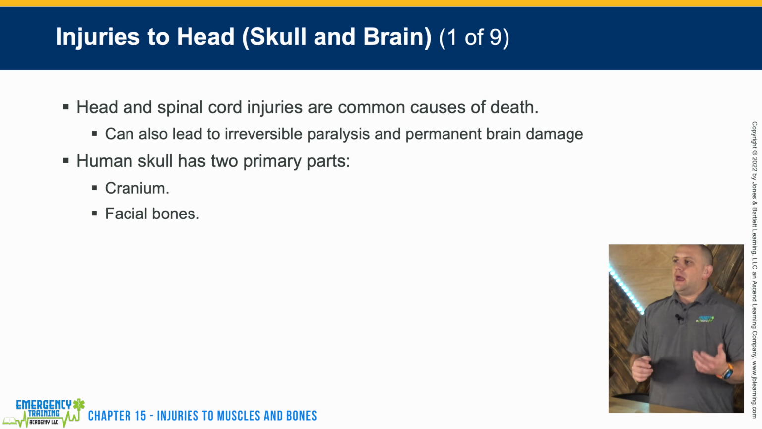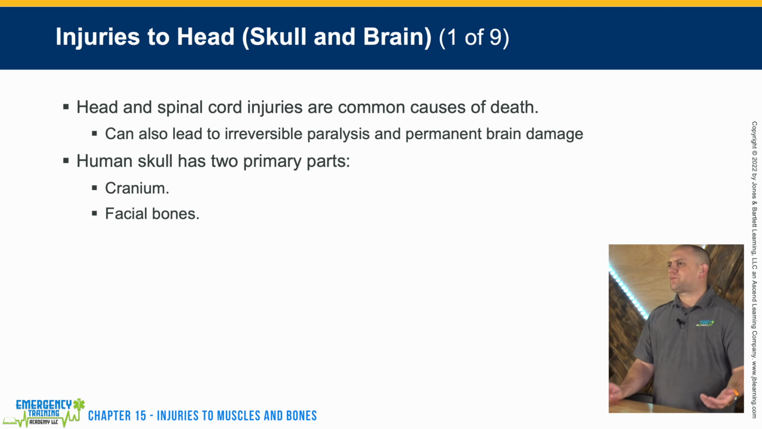Next, we're going to talk about head and spinal cord injuries. If we have any of these head or spinal cord injuries, they can lead to paralysis and permanent brain damage. So we want to make sure that we are treating them carefully and we're following our local protocols and guidelines for their treatment.